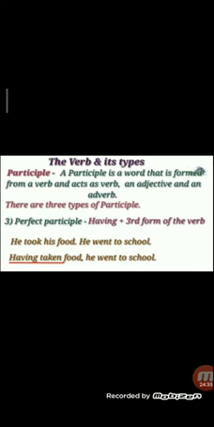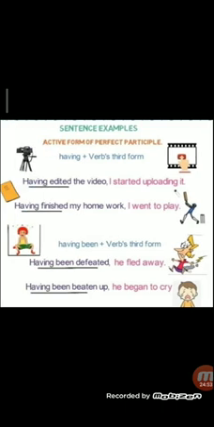Having took food? No, it doesn't sound good, right? So took को क्या हो जाएगा? Taken. Having taken, having is a present. Having taken, verb is in a past tense, participle. Taken food, he went to school. See how the sentence changes. Now past participle, some more sentences.